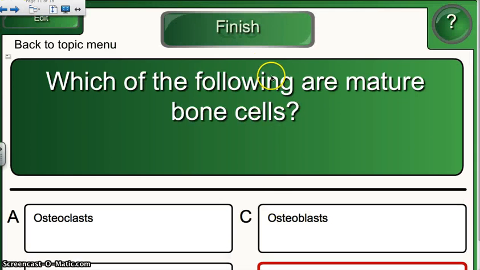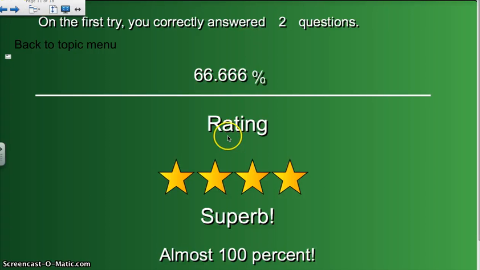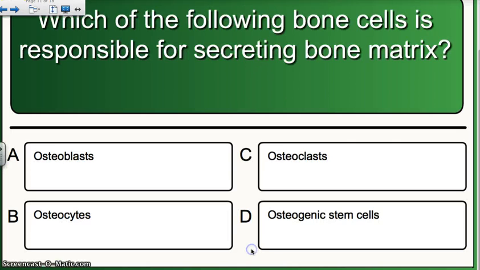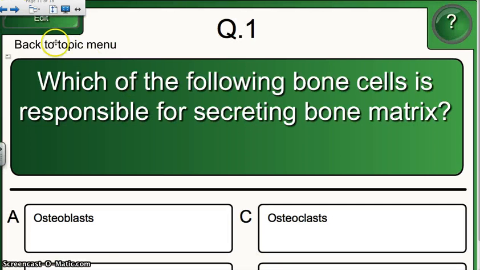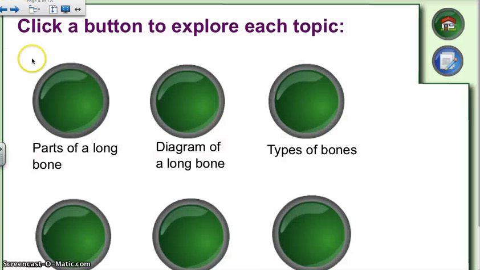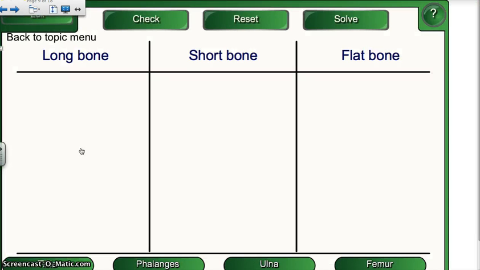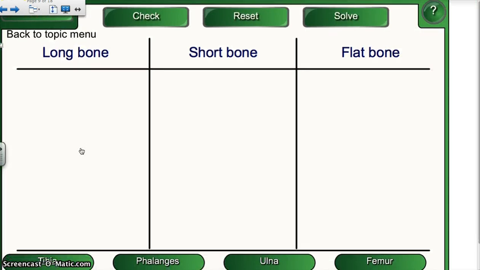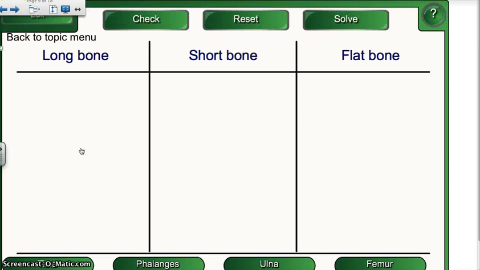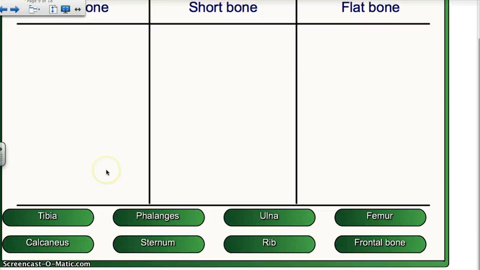Once they've correctly answered the 3 questions, we can hit finish, and they can see their results. And then we'll go back to the topic menu. Now all of the major topics have been covered, but I'll usually have them complete this first assessment again. And this allows us to compare how they've done between before doing the review and then after.